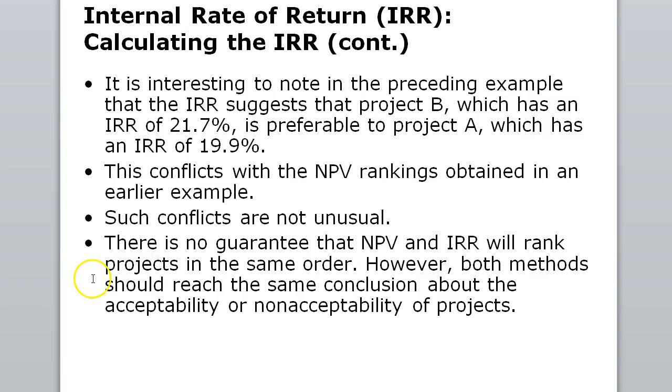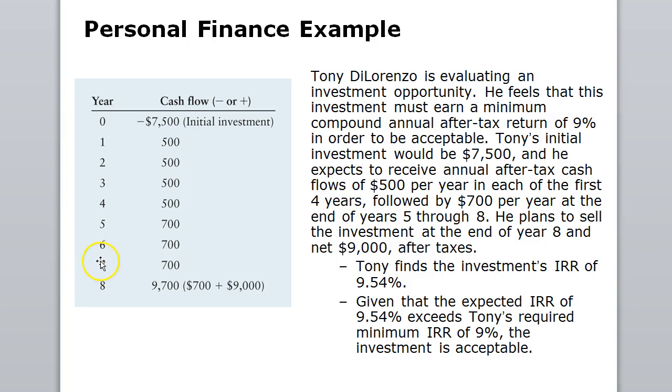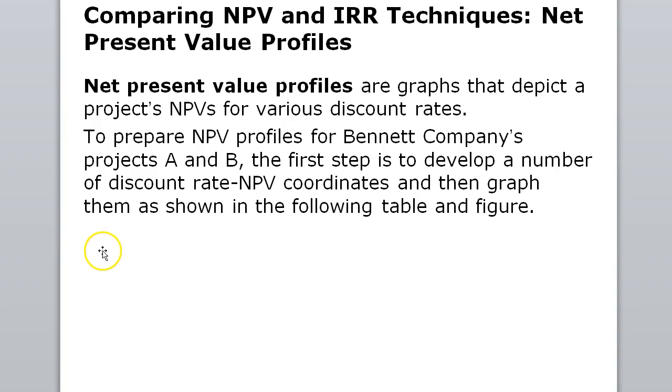So there's no guarantee that net present value and internal rate of return will rank the projects in the same order. However, both methods should reach the same conclusion about acceptability or non-acceptability of projects. So it's really up to management to decide whether or not to use net present value or internal rate of return. Now, let me just skip over here. We're going to skip this personal example.